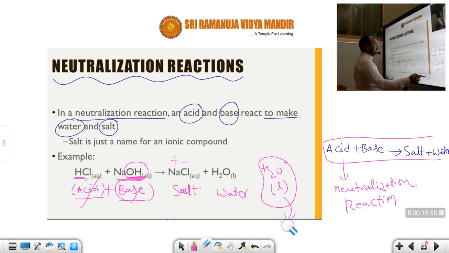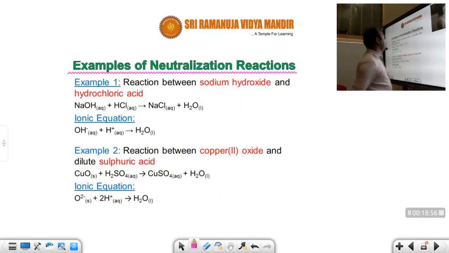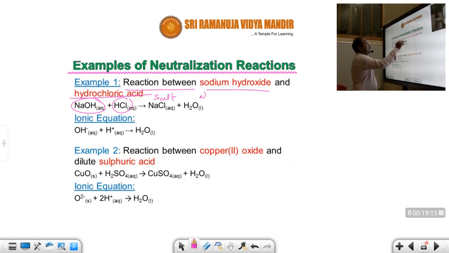So acid reacts with base to form salt and water. That reaction is said to be a neutralization reaction. This is also an example of a chemical double displacement reaction. Take the reaction between sodium hydroxide NaOH and hydrochloric acid HCl. Between these two aqueous solutions, they exchange their radicals to form the salt NaCl and also form water. That's why this is an example of a neutralization reaction.